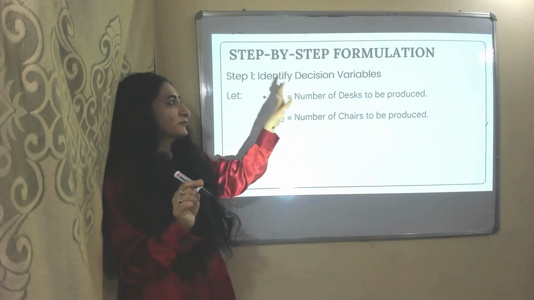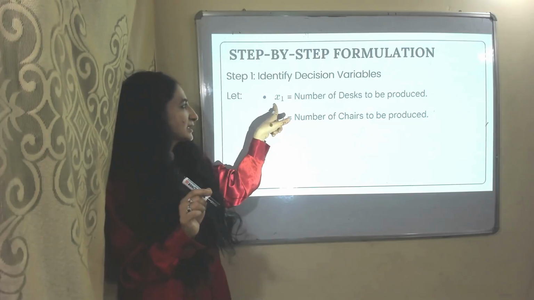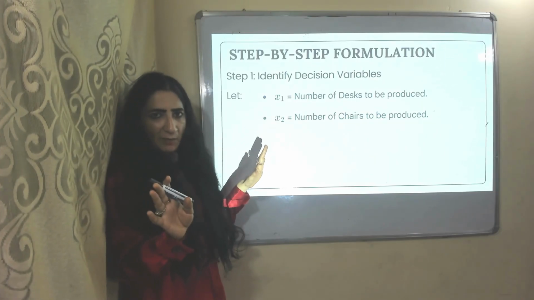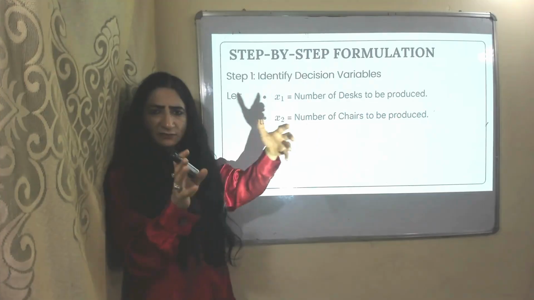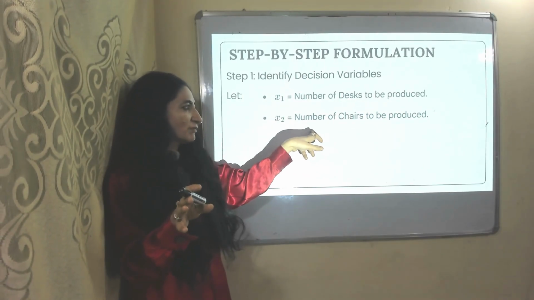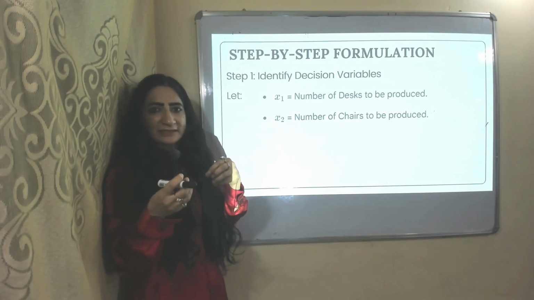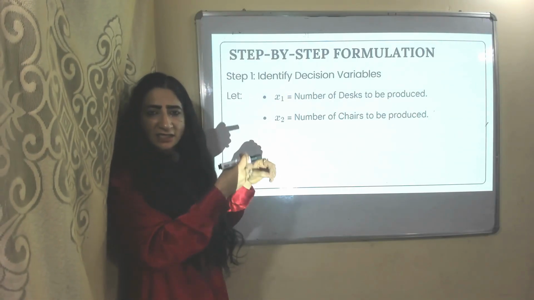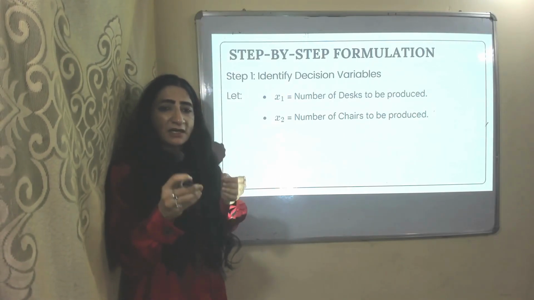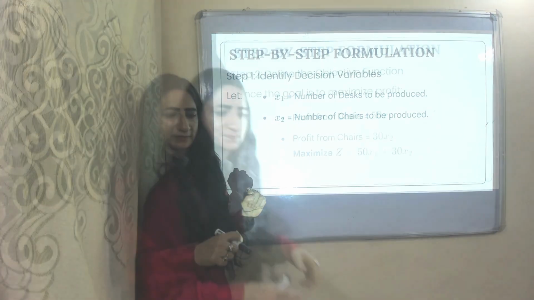First of all, identify decision variables. X1 and X2 are our decision variables. X1 is the number of desks we need to produce, X2 is the number of chairs we need to produce. That means these are the decisions which we have to take with the help of linear programming.